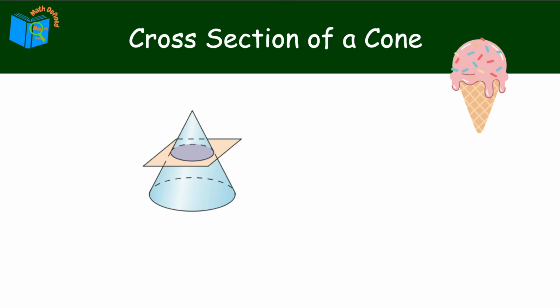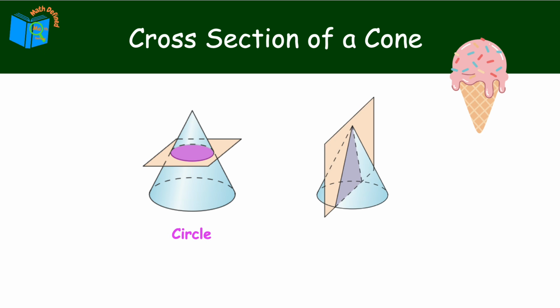Let's move on to a cone, like an ice cream cone. If I slice it straight across parallel to its base, I get a circle. If I slice it straight down the middle from the vertex to the middle of its base, I get a triangle. So again, same object, different slice, different shape.